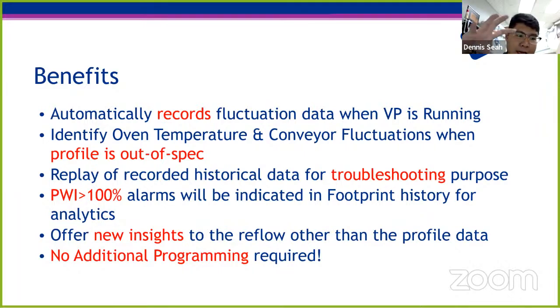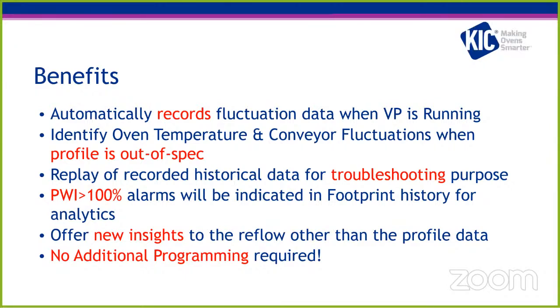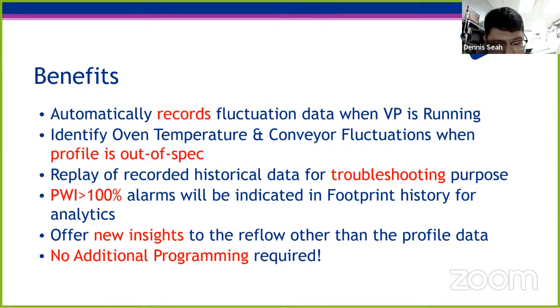Let me give an example. Let's say the blower fan, sometimes it's working, sometimes it's not working. When it's working, it will show a good fluctuation. Then sometimes if it stops for a few seconds, we will see a drop in the temperature, and after that you see it resume back. So this is something that you can capture from the footprint itself. It might not cause an issue for your profile.